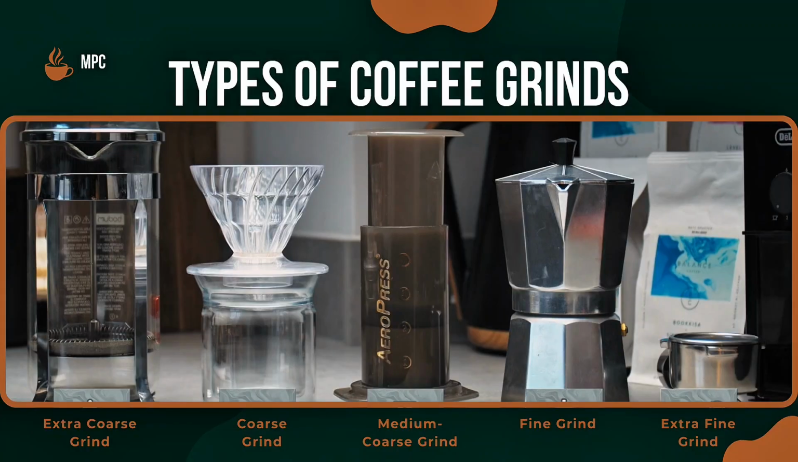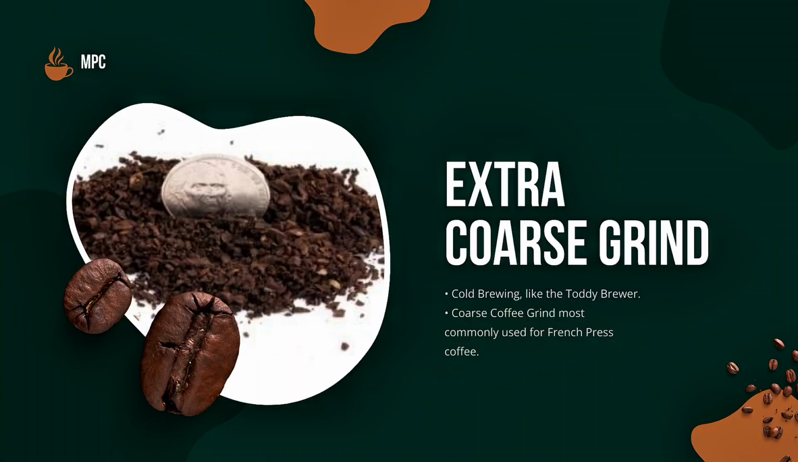And now, let's proceed to the types of coffee grinds. We have the extra coarse grind, medium coarse grind, fine grind, and extra fine grind. So now, let's focus on the extra coarse grind. Here in the extra coarse grind, it is best for cold brew coffee. And when we grind the coffee beans, we try to achieve something like broken shells or ground peppercorns, and we do not tend to overcrack or overgrind the coffee beans.